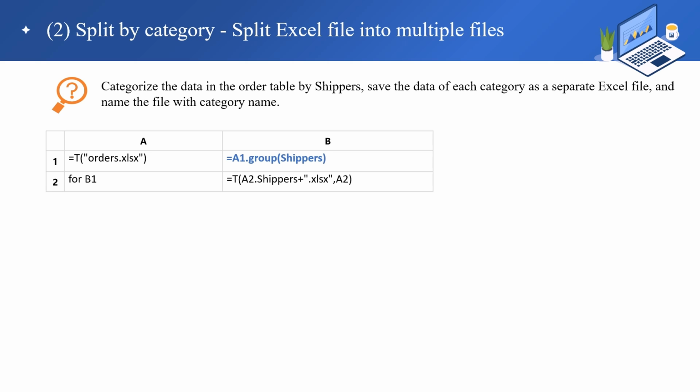A1, read the data in orders.xlsx. B1, use the group function to group the data by shippers. A2, loop through each shipper's group. B2, use the shipper name as the file name and write the group data in A2 to the file. After looping, the data of each group is written to a different file.